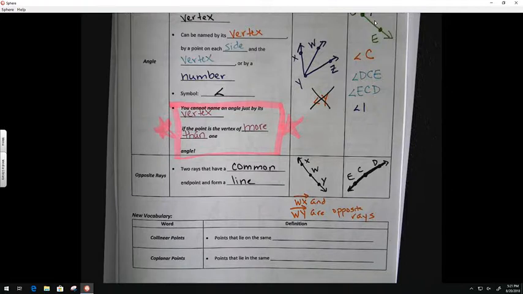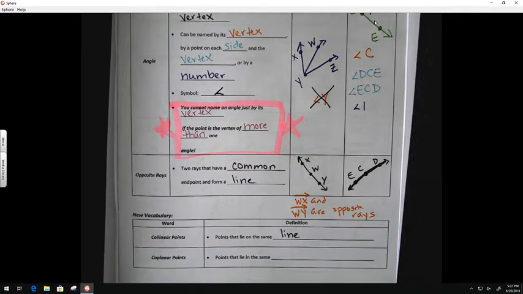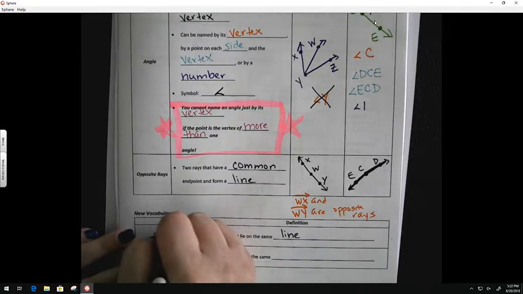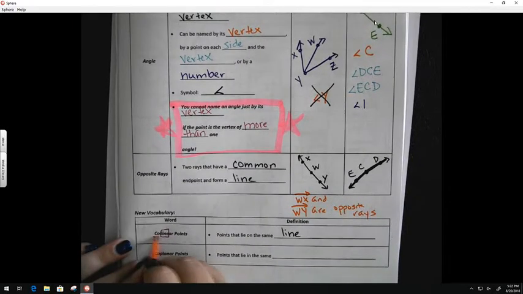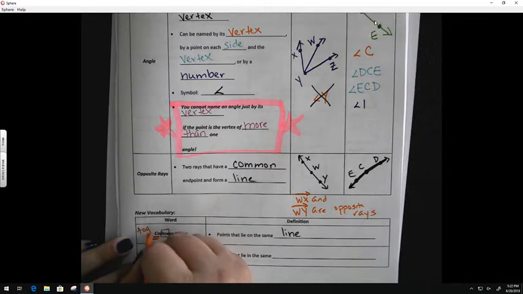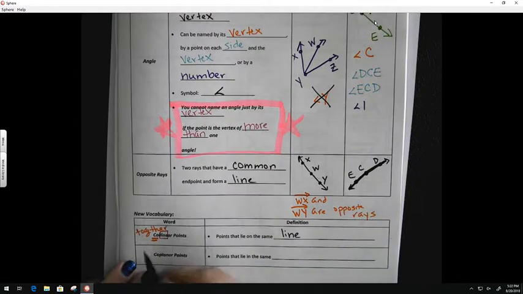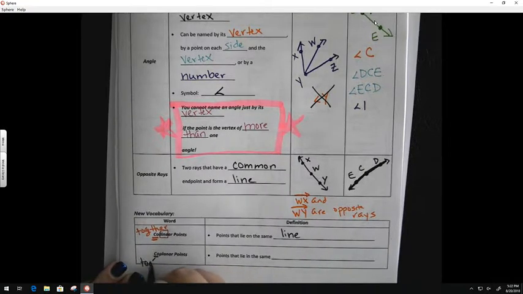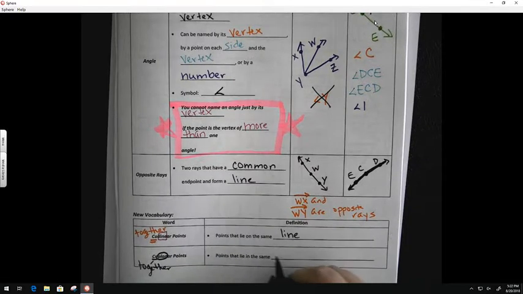Okay? Now we've got collinear points. So collinear are points that lie on the same line. If you look at that word, it's got the word line inside of it. Okay, it's also got this prefix of co. So co means together. So when you see collinear, you should think together on the same line. Okay, then coplanar. So very similarly, co again means together. But now there's that word plane inside. And it's missing the E, but I think you guys get it. Coplanar are points that lie in the same plane.